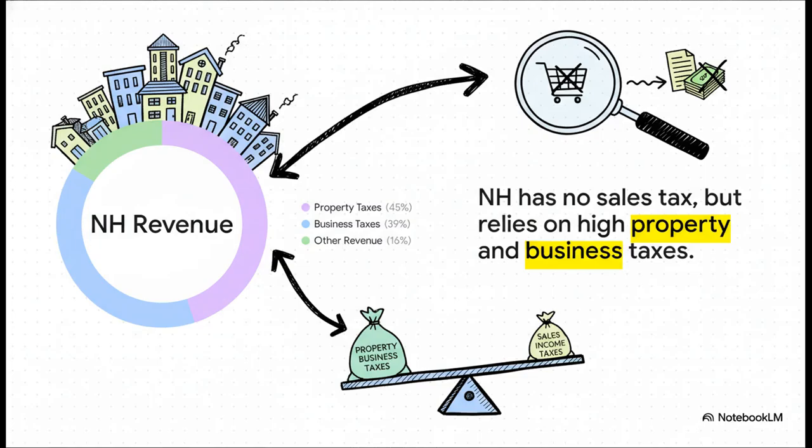Let's just use New Hampshire as a perfect case study. It's famous for having no sales tax and no income tax. Sounds great, but look at this chart. To make up for it, the state has some of the absolute highest property taxes in the entire country. You combine that with business taxes, and that's the vast majority of the state's revenue. So tax-free doesn't really mean low tax. It just means the tax burden is shifted somewhere else.